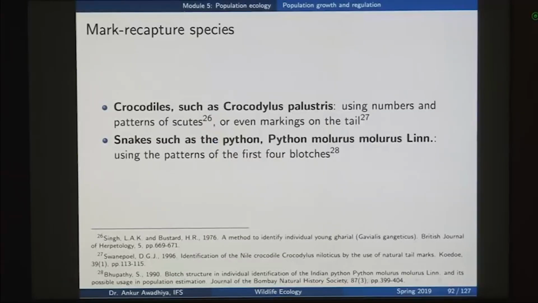Or you can even look at crocodiles. So, crocodiles have different patterns of scutes on their body, or you can even have markings on the tails. Or you can have a look at the snakes. So, different snakes have also different patterns of the blotches. Or even in the case of those species that do not have a body mark, you can look for those body marks that have naturally come upon the body.